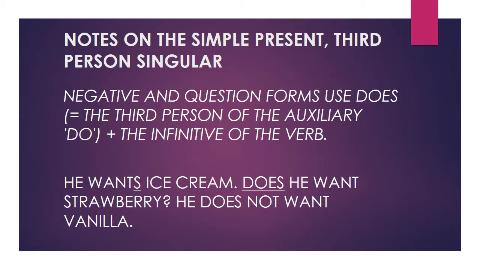The negative and question forms use does. For the third person, he does, she does, or do for I and we and you, plus the infinitive of the verb. He wants ice cream, and when you transform that into a question, you have to use to do. So, does he want strawberry? You can't say do he want strawberry, because with the third person singular, he, she and it, you use does. He doesn't want vanilla.